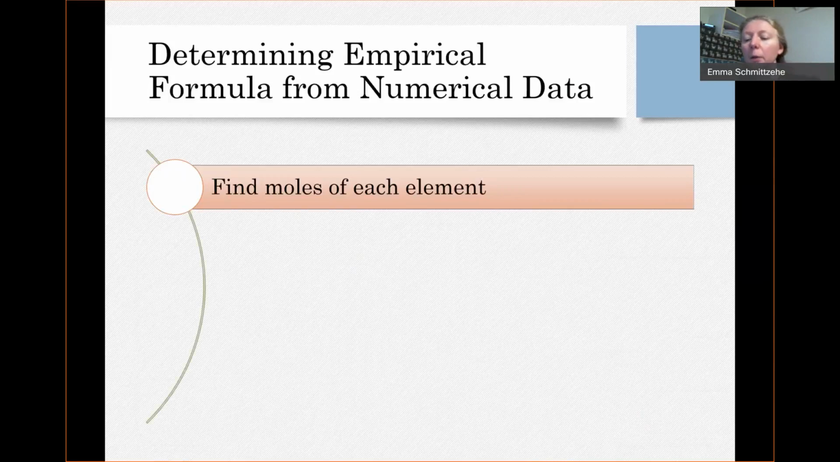But some other possibilities are maybe you're given the mass of each element. If you're given the mass of each element, you can convert that mass to moles using the molar mass of each of the elements, okay?